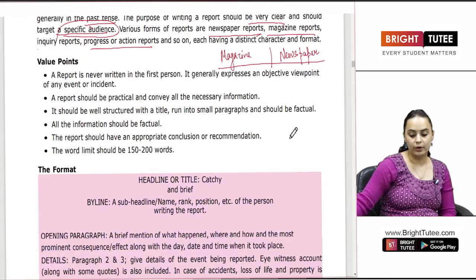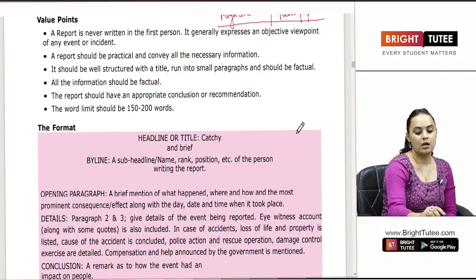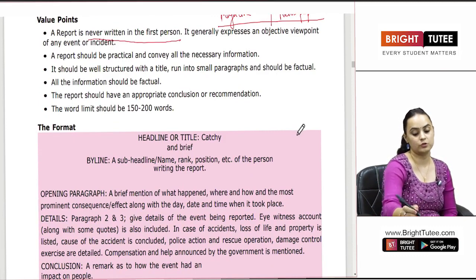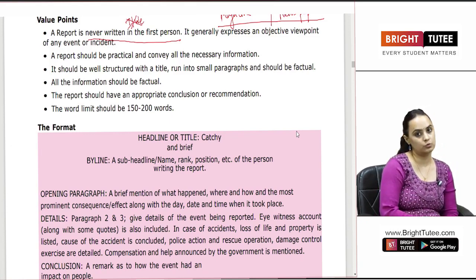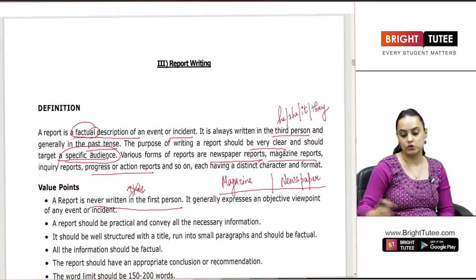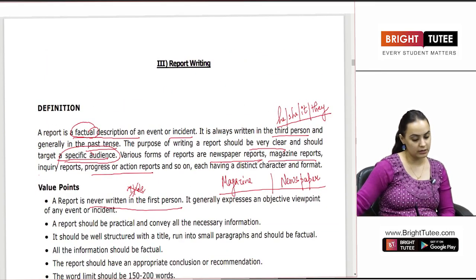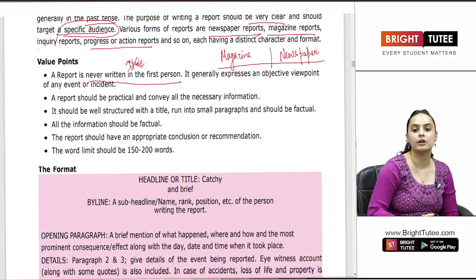Now, what are the points that are to be kept in mind when you have to write a report? A report is never written in the first person. Like I told you, we never use words like I and we. So, such words are never ever used when writing reports. Rather, we use words such as he, she, it and they when writing a report. It generally expresses an objective viewpoint of an event or an incident.